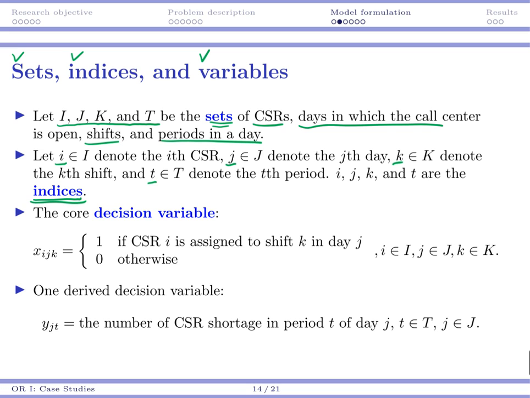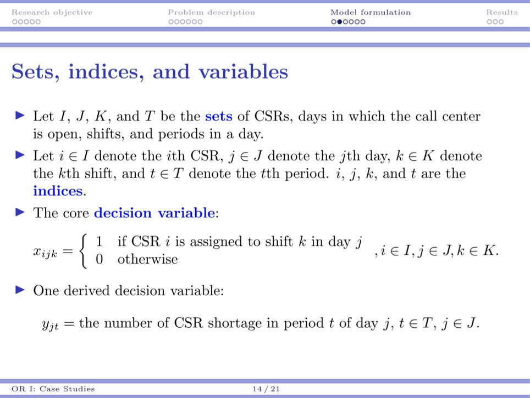We will keep using these notations throughout the whole formulation. As long as you see small i, you know that's a CSR. As long as you see small j, you know that's a day. So on and so forth. Then it's going to be easier for everybody to understand our notation and understand our formula. Having this is also very important, not just for communication. It's also for you to be able to know precisely about your formulation.